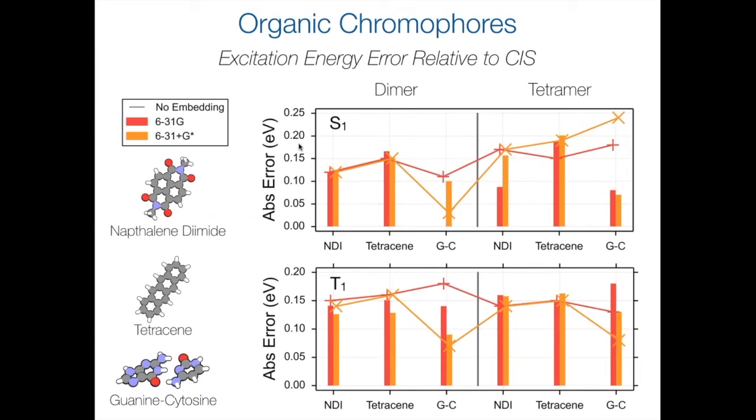Now, the horizontal lines here are the results without charge embedding, and the vertical bars use our charge embedding scheme with the minimal QM region again. All of these results agree quite well with supersystem calculations, with errors of about 100 or so millieV.